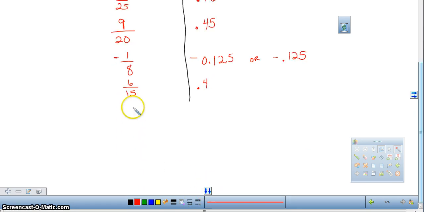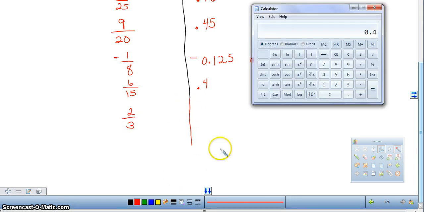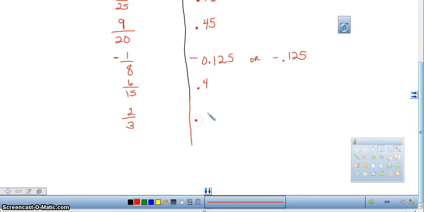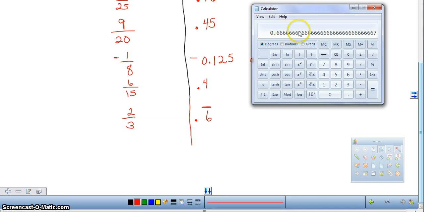Okay, so I'm going to keep going. What about 2/3? All right, this one's a little bit different. I take 2 divided by 3. I get 0.666666. So when I have that repeating, I have to put a bar. So I get 0.6 repeating like that. So when you have sixes, you have to put the bar over there. Okay?